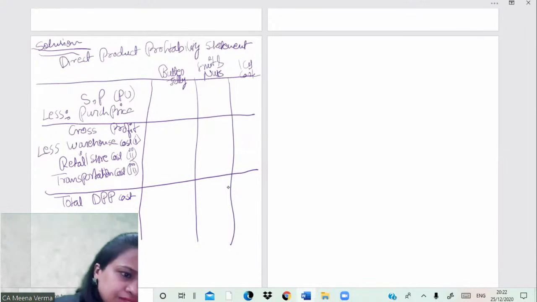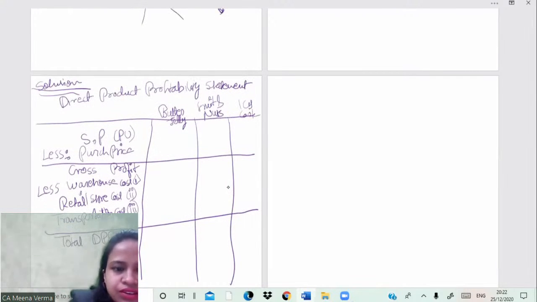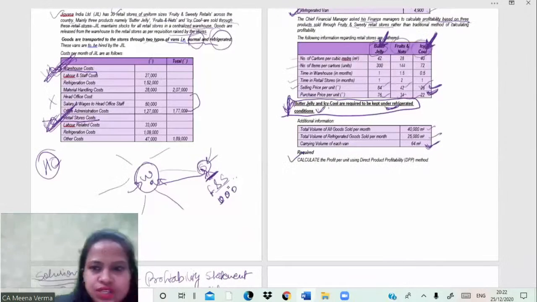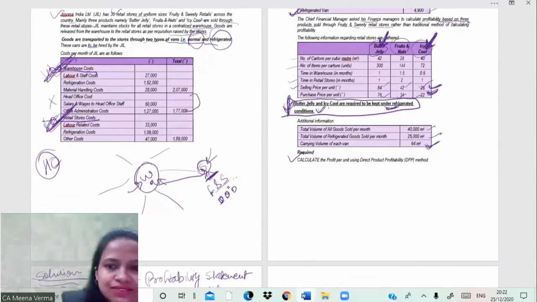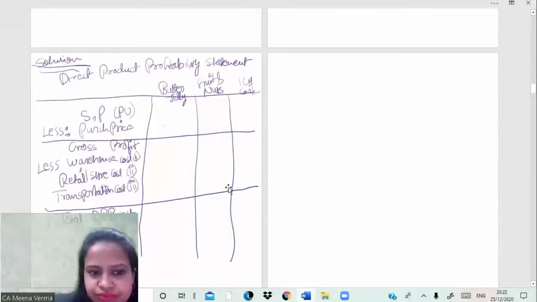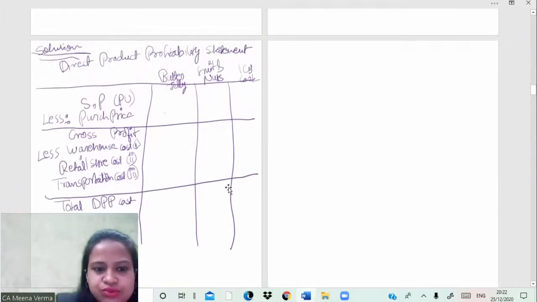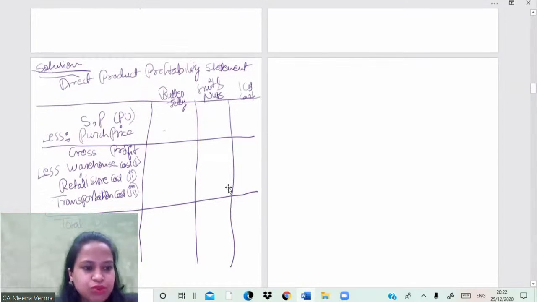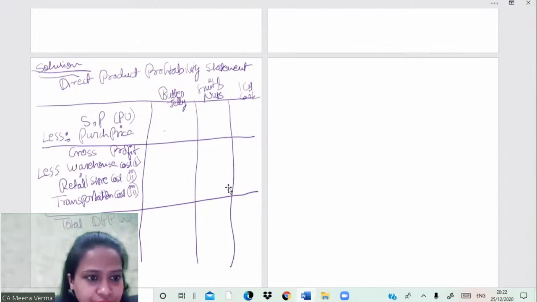What we actually need to calculate now, since the purchase price is given, you can easily find the gross profit. Now you have to calculate the warehouse cost for these 3 products, the retail store cost for these products, and the transportation cost for these products. So for that we need to do the calculation. Do you have any doubt up to this place? You can ask me.